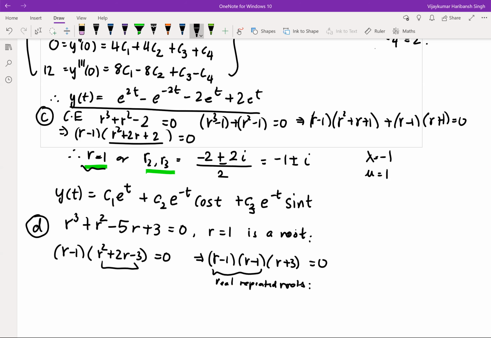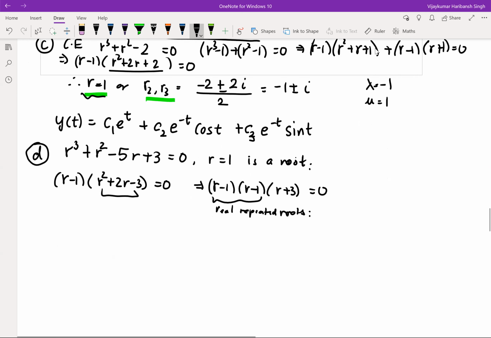So our solution will be y of t equals c1. Now corresponding to the first one, it will be e to the power t. Now, since this root got repeated, and how many times did it get repeated? Twice, so it will be c2 t e to the power t. If it was repeated, say another r minus 1, then it will be another t, which will make it t squared. But since it's only repeated twice, we get that part.